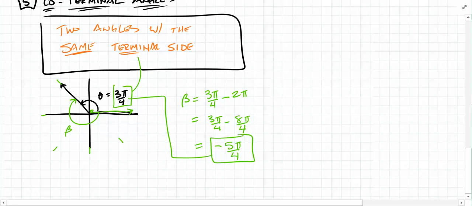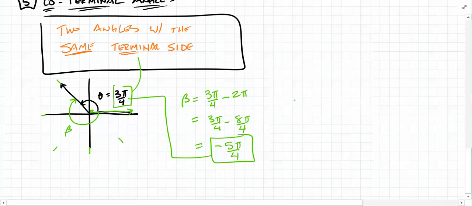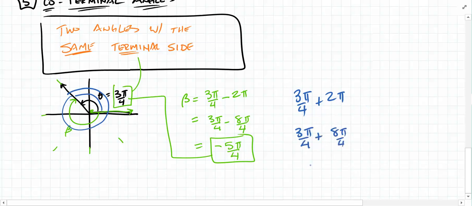Another point. I'm really interested in finding another one. So look, if I start at 3 pi over 4, I want to go around another 2 pi to get to the same spot. So I would add another 2 pi, which is 3 pi over 4 plus that 8 pi over 4 again, which is just what? 11 pi over 4. Oh my gosh. So look, all of these angles, 11 pi over 4, negative 5 pi over 4, 3 pi over 4, are all called coterminal because they end up in the same terminal spot.